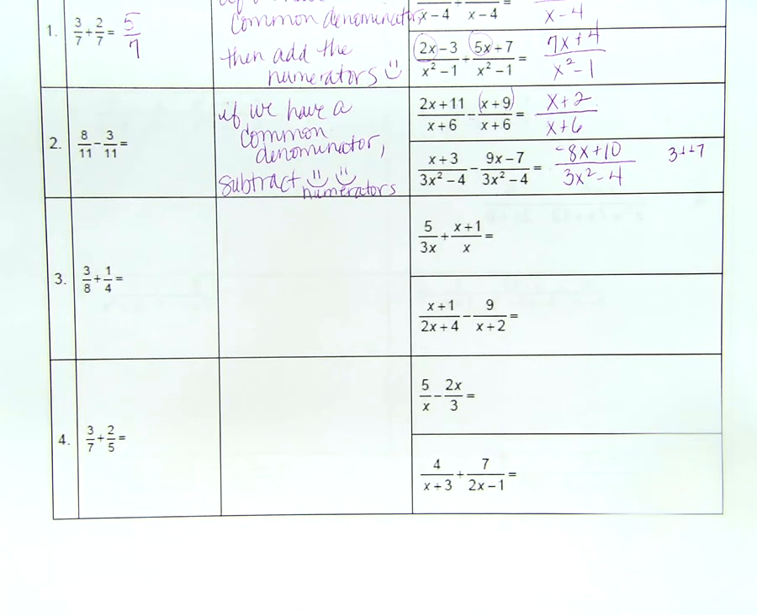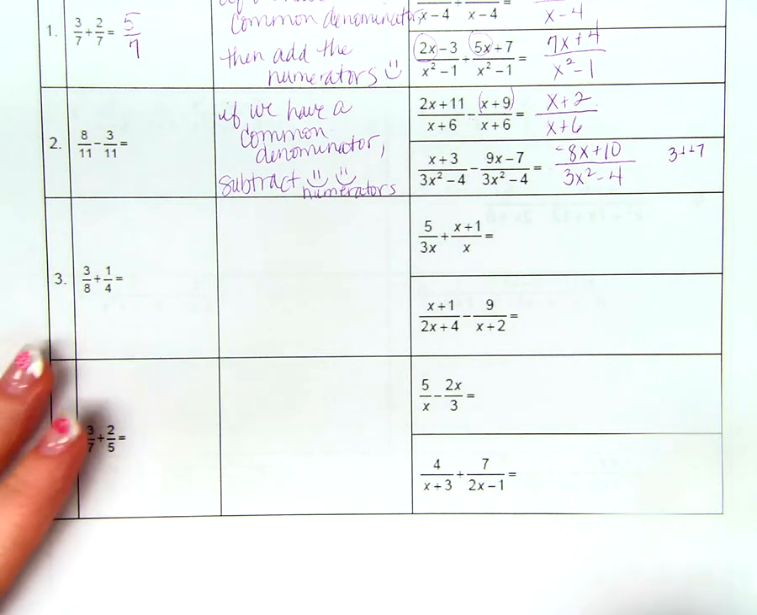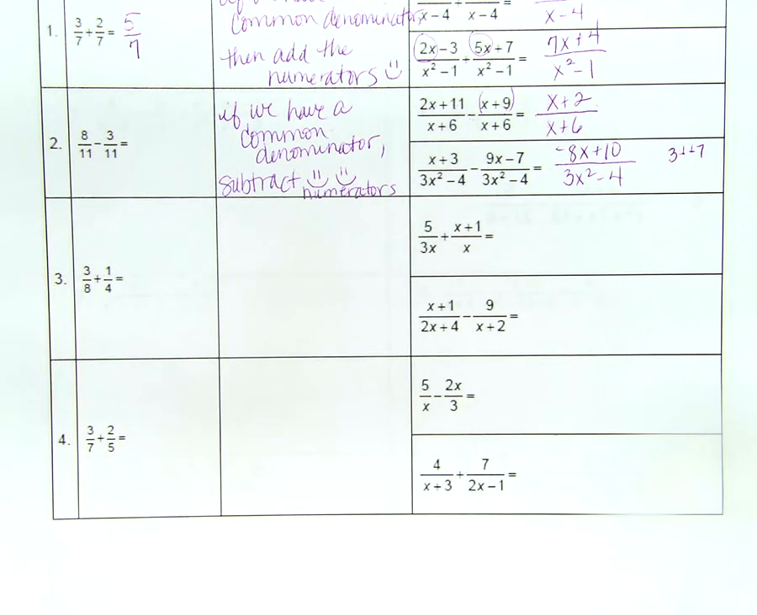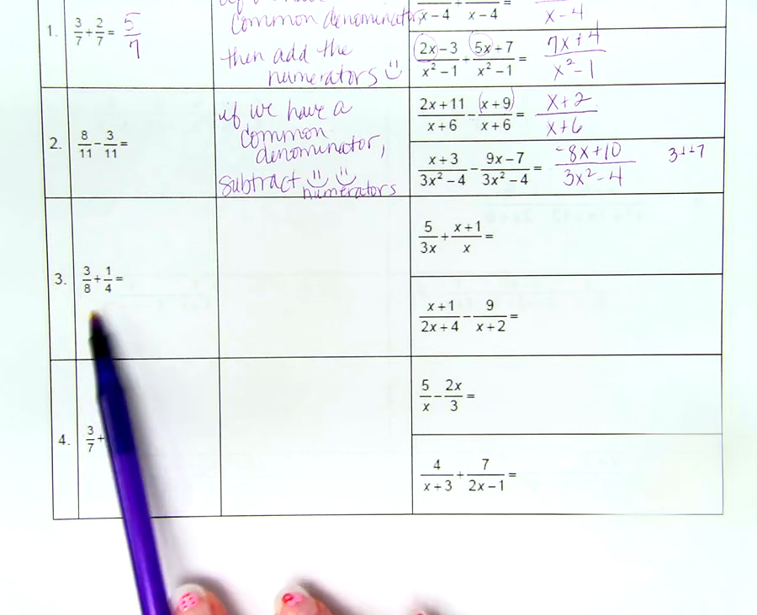So, how do we add fractions or subtract fractions when the denominators are different? We have to find a common denominator, okay? If we have an 8 and a 4, what's a common denominator? 8 is a common denominator. Is there any other common denominators? 16 would work, right? 24 would work, 32 would work, all the multiples that both of these numbers divide into.